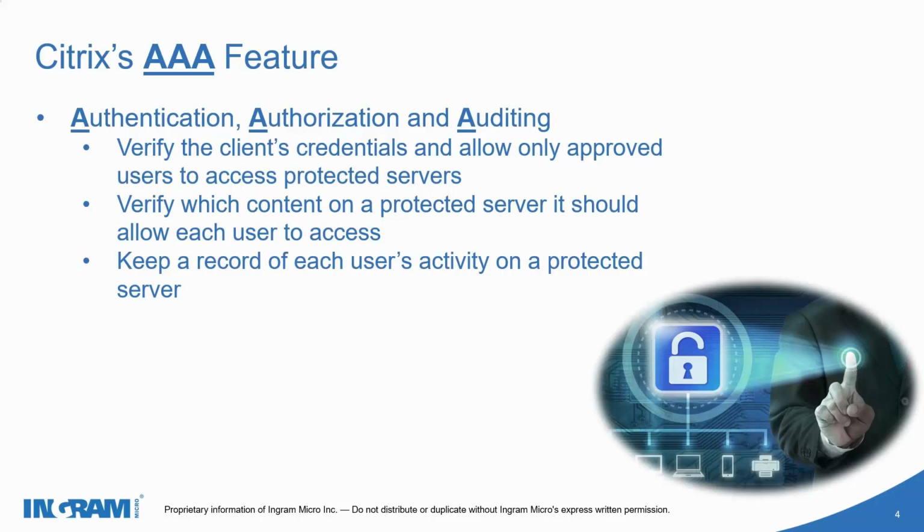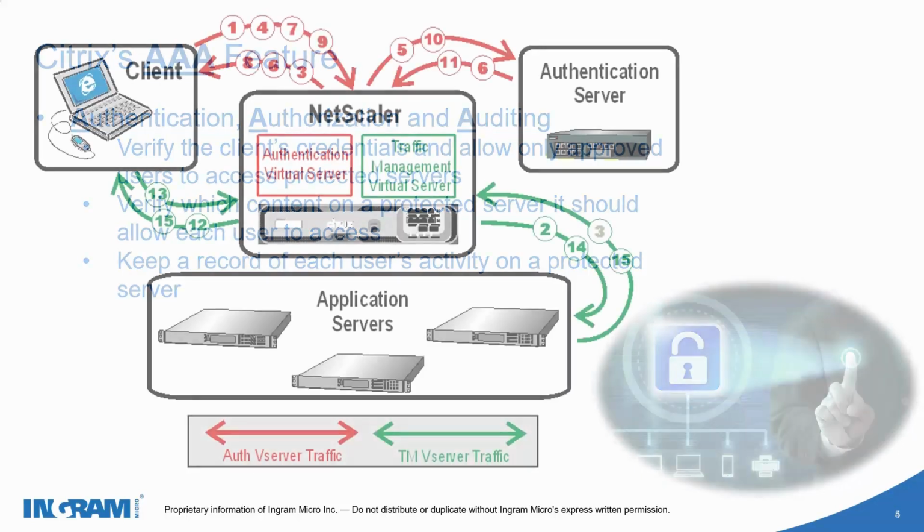You have authorization, and authorization will verify which content the user should have access to on that protected server. And then you have auditing, which is just going to keep a record of the user activities on that protected server. So this is really the backbone of what AAA is.